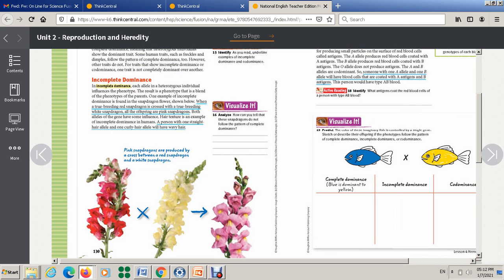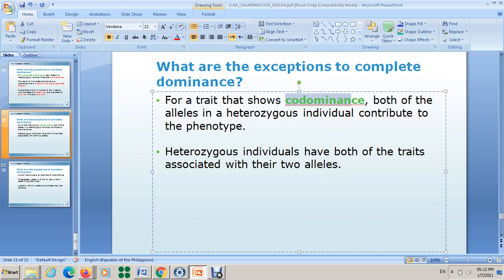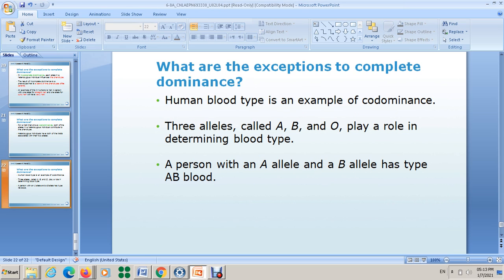Let's continue now. This is incomplete dominance. There is another one, called a trait that shows codominance. Codominance means both of the alleles in the heterozygous individual contribute to the phenotype, so both traits will appear. Heterozygous individuals have both of the traits associated with their two alleles. The example of it is human blood type.